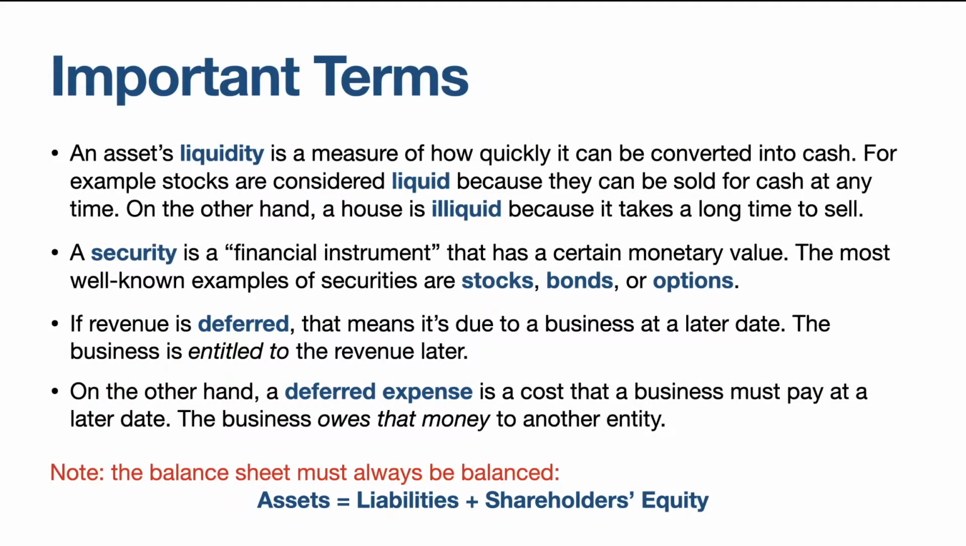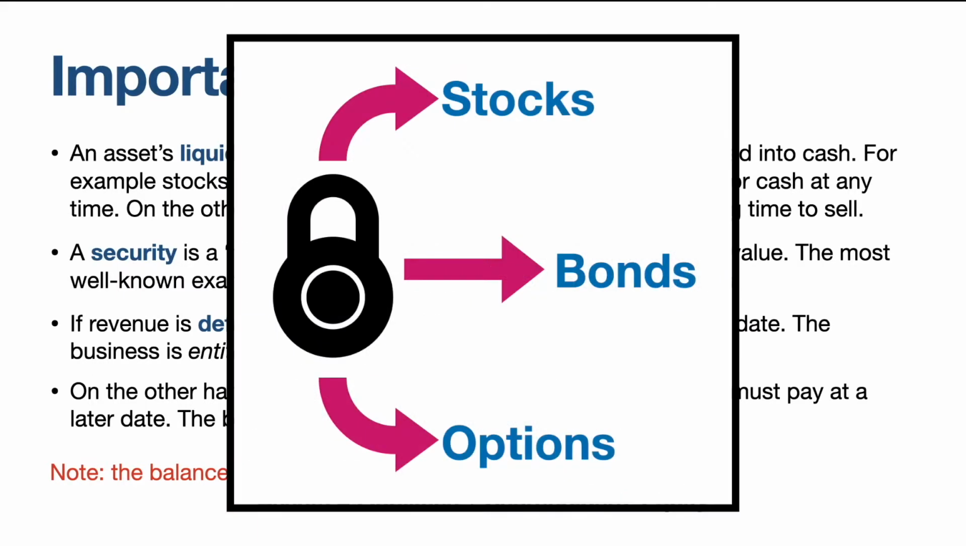Next, we have the term security, which is a financial instrument that has a certain monetary value. You may not have heard the term security, but you've probably heard of stocks, bonds, or options, which are all examples of securities. So when you hear security in a finance context, just think of stocks, bonds, or options.